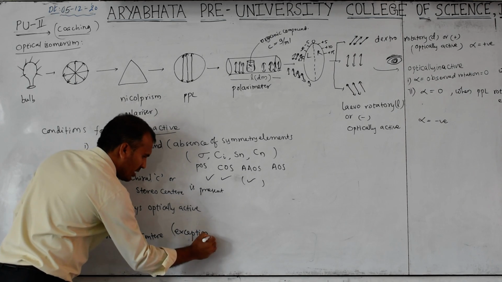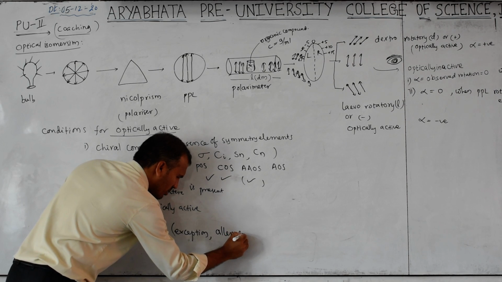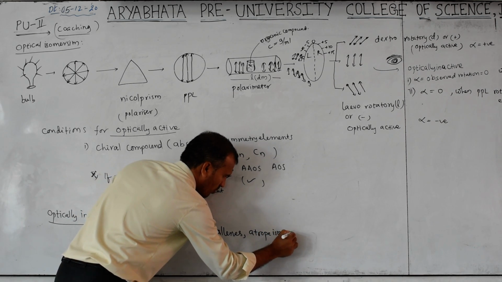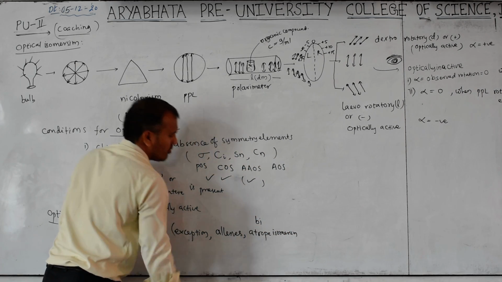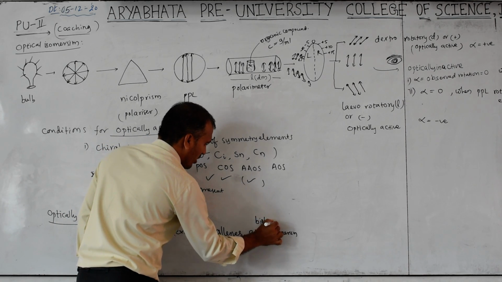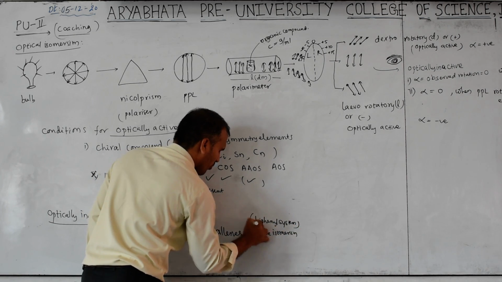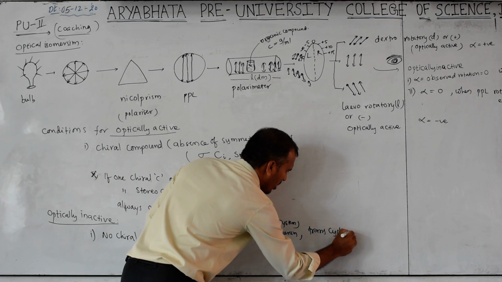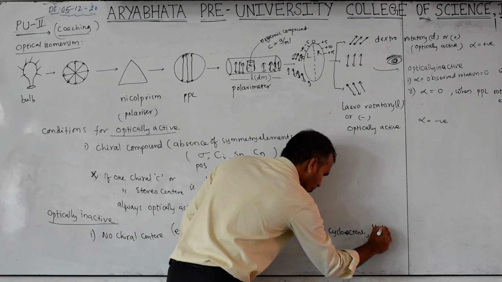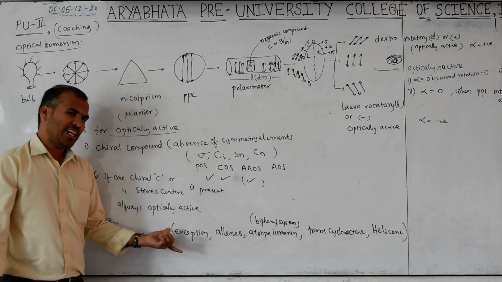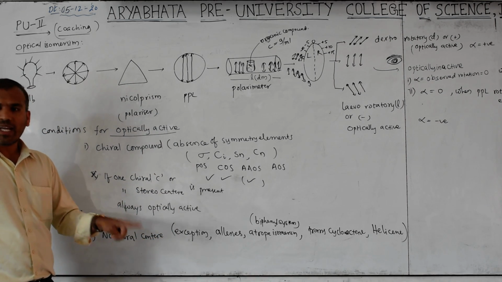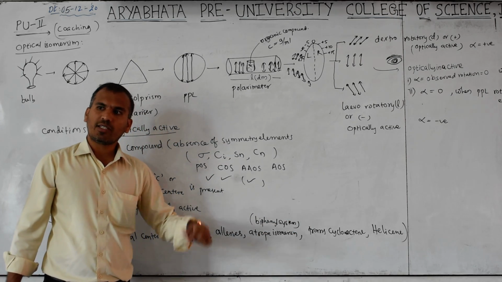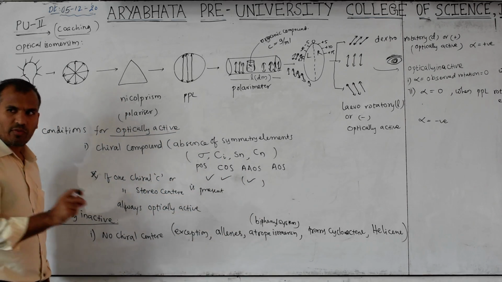What are the exceptions? One is allenes, another is atropisomerism, which means biphenyl systems. Next, trans-cyclooctene, and another one is helicenes. These are exceptions. They do not have any chiral carbons, but they are optically active. If you want a separate note on these, we will discuss them separately. Don't worry, we will cover when they are optically active and when they are optically inactive.